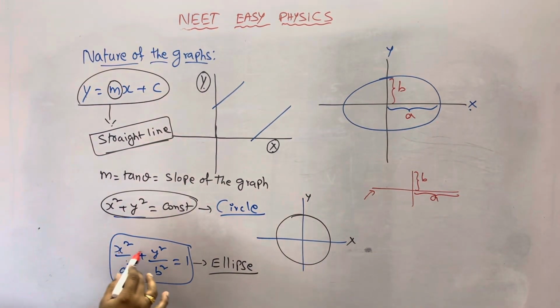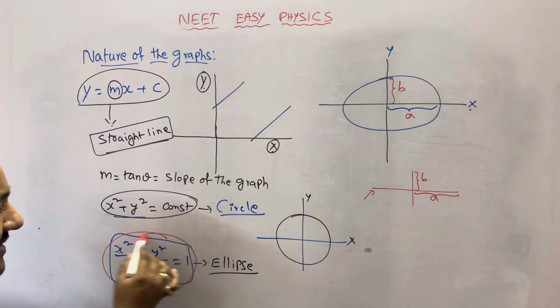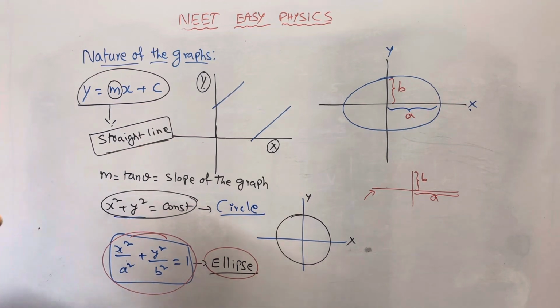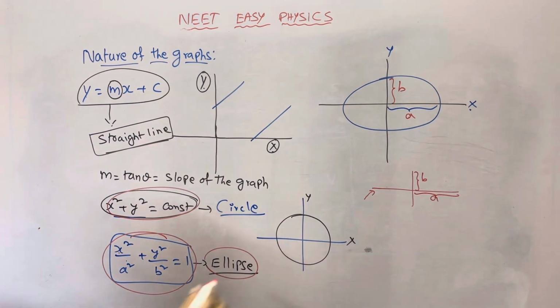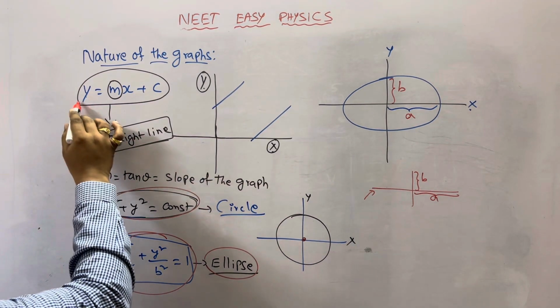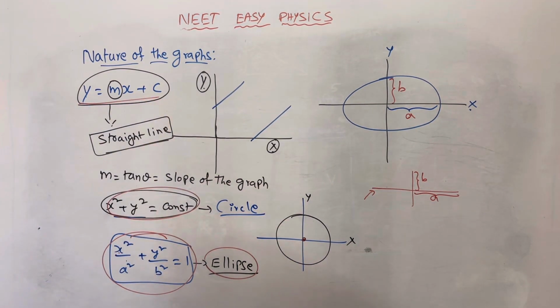Whenever you get the y and x relation in this equation, it is going to become an ellipse. In this equation form, it is a circle whose center is at the origin. Y is equal to mx plus c is going to be a straight line.